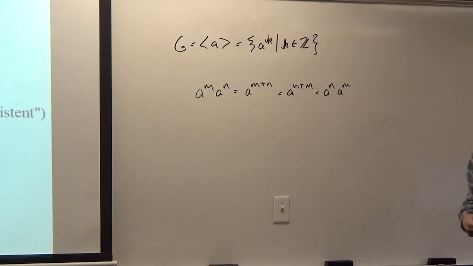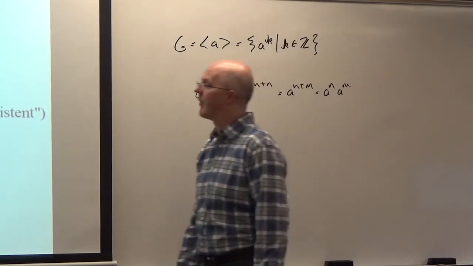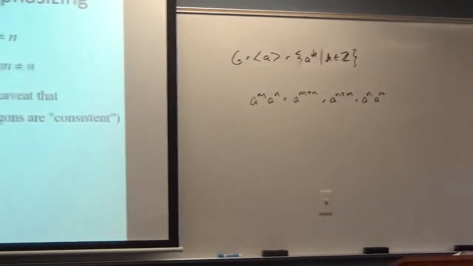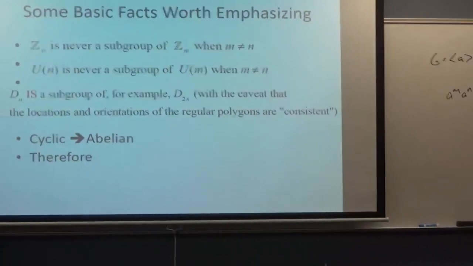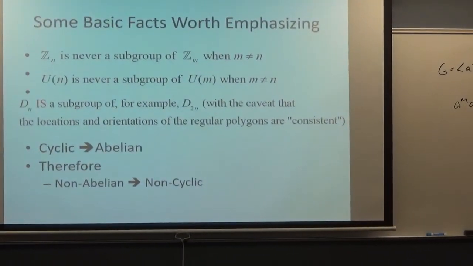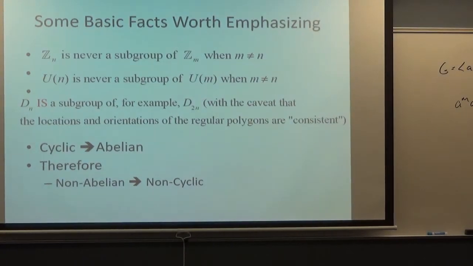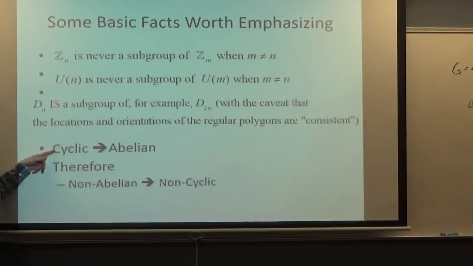So every cyclic group is abelian, and therefore, it's also true for the same reason that every non-abelian group is non-cyclic. So if you're ever asked to come up with a non-cyclic group, the quickest thing to do is write down a non-abelian group like D3 or D4. And it can't be cyclic. Right? Does that make sense? These two implications are contrapositives of each other. They mean the same thing. And since this one is true, this one must be true.